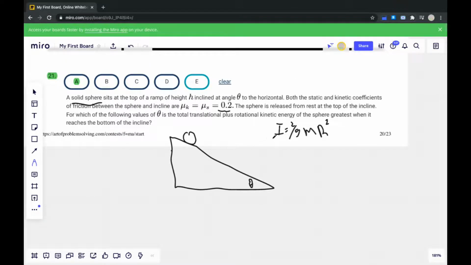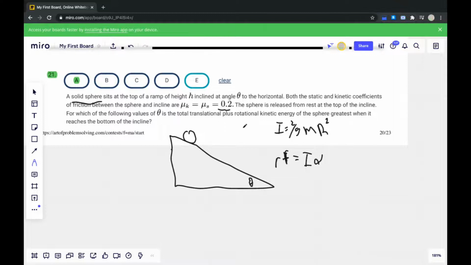And the only force that is rotating the ball is going to be friction, which we can just call F. So our friction times the radius gives torque. So this is our torque, and this is equal to I times alpha. And since we want it to roll without slipping, alpha is just going to be a over R.